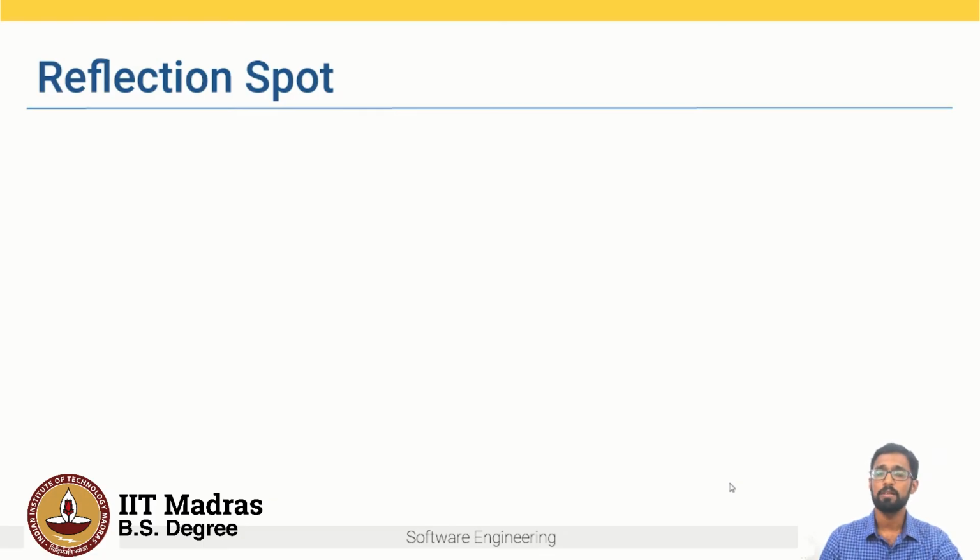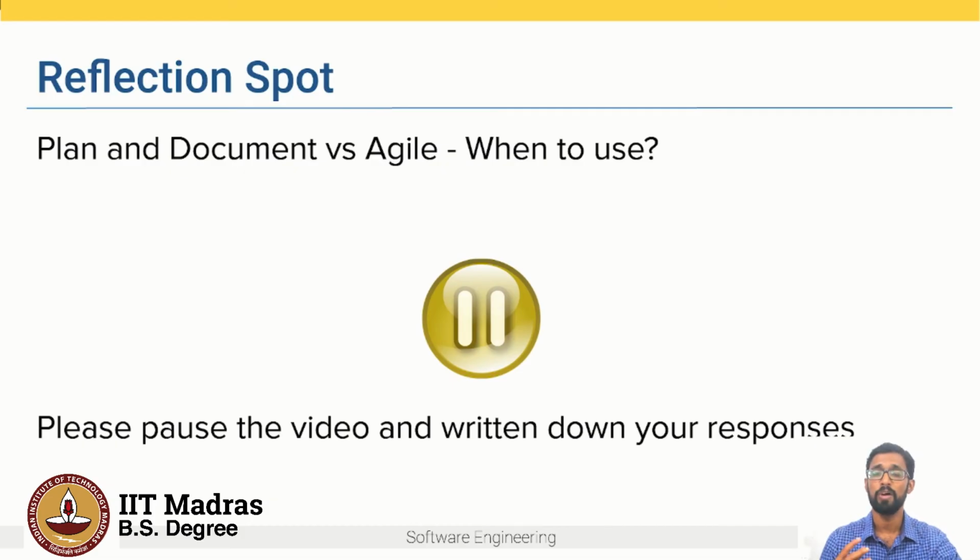Now that we have seen these two broad perspectives, the plan and document perspective and the agile perspective, let's reflect on this question. When should we use the plan and document perspective and when should we use the agile perspective? Let's say we want to build a software product. Which process should I use? What are certain factors or characteristics which will help you determine which model to use? Please pause this video and think about your responses before proceeding.